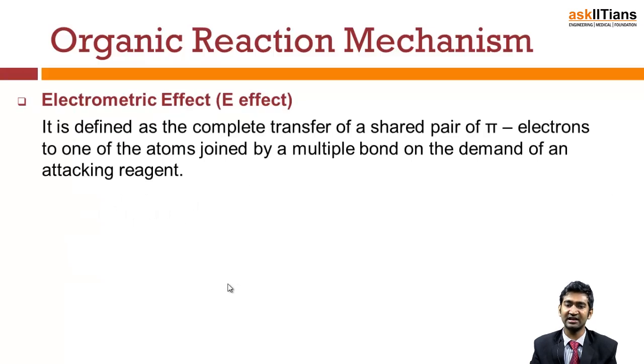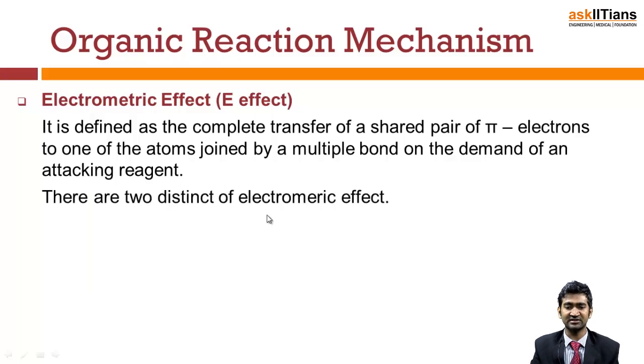Then we have the plus E effect, guys. It is the complete transfer of the shared pair of pi electrons to one of the sigma bond atoms by the demand of the attacking reagent. So what happens? Your attacking reagent is coming, it needs a positive center or a negative center. It can be either a nucleophile or an electrophile. So in doing that, it breaks the bond and gives the electrons to the side atoms or side bonds. So that is your plus E effect.